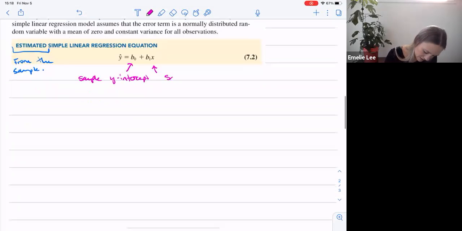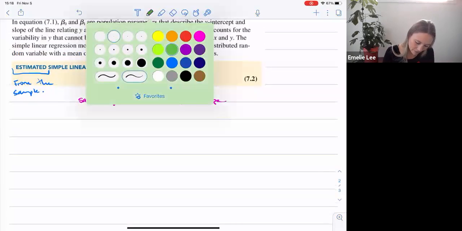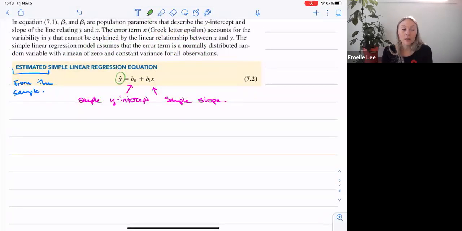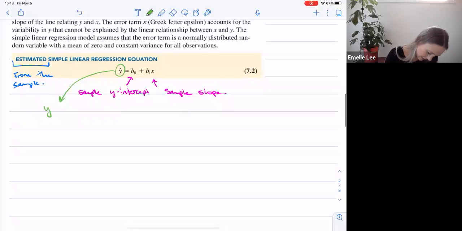And I have a sample slope. One thing that might look new is this y hat. Now y hat is different from p hat. You might remember I like to use p hats for the sample proportion, but that hat is different from this y hat because in context, we use y hat to denote the predicted value of y. Now that only applies in a regression situation, right? So y hat is the predicted value of y.